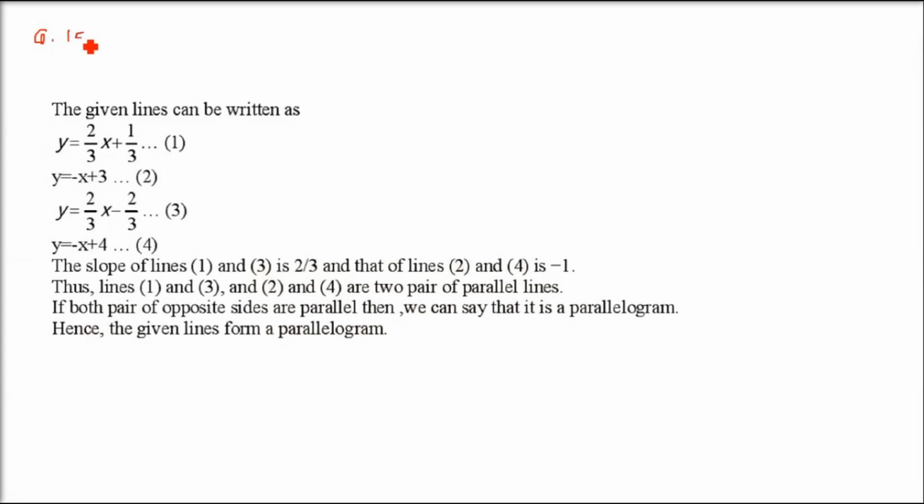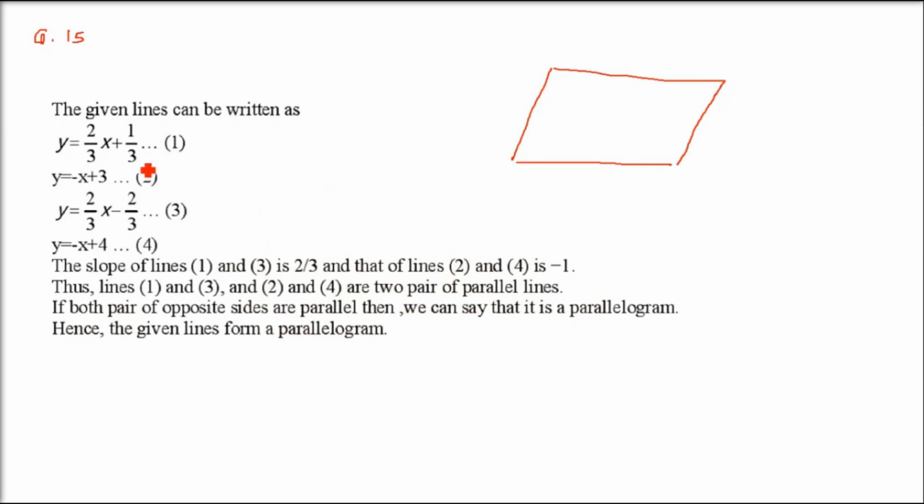This is question number 15. Prove that the lines 2x minus 3y plus 1 equals 0, x plus y equals 3, 2x minus 3y equals 2, and x plus y equals 4 form a parallelogram. So for a parallelogram, if the opposite sides are parallel, that is, the slopes of the opposite sides are equal, then we say that this is a parallelogram.